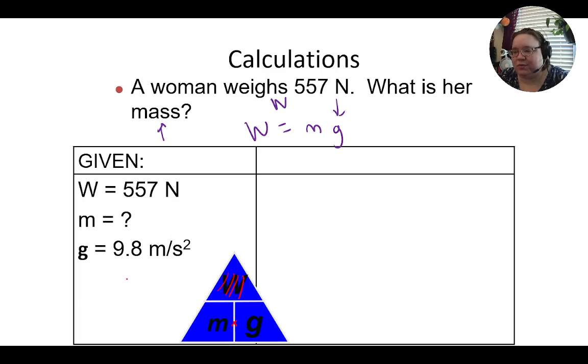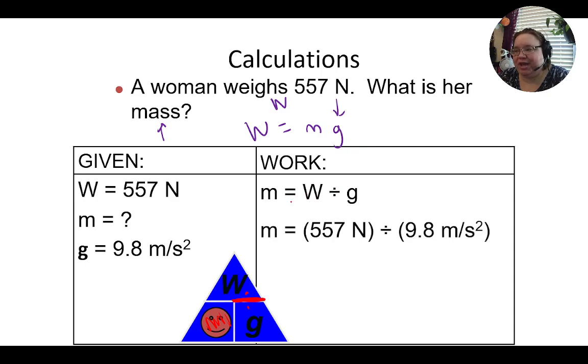We're not trying to find weight. We are trying to find mass. Bad Miss Raines for not rereading the problem. So we are trying to find mass. That means we are dividing the two variables.